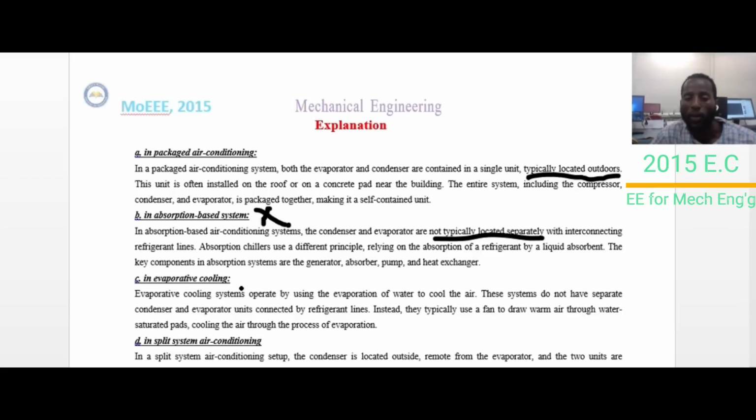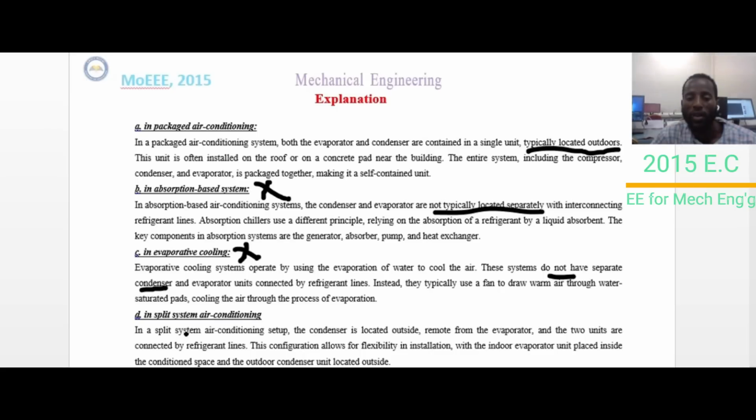The other, evaporative cooling. Evaporative cooling systems operate by using the evaporation of water to cool the air, and these systems do not have a separate condenser and evaporator units connected by refrigerant lines. Instead, they typically use a fan to draw warm air through water. So from this point of view, this is also not correct.